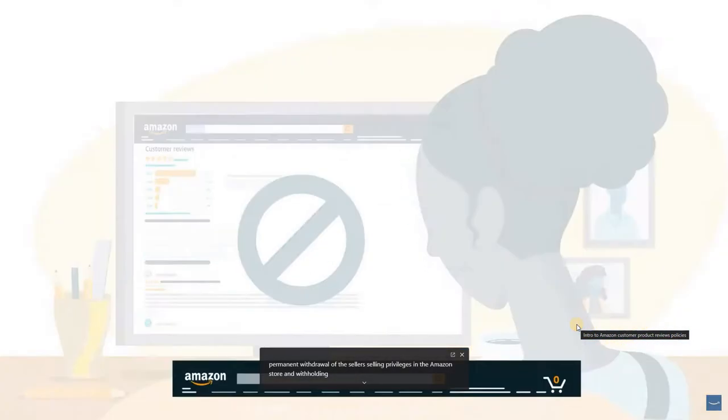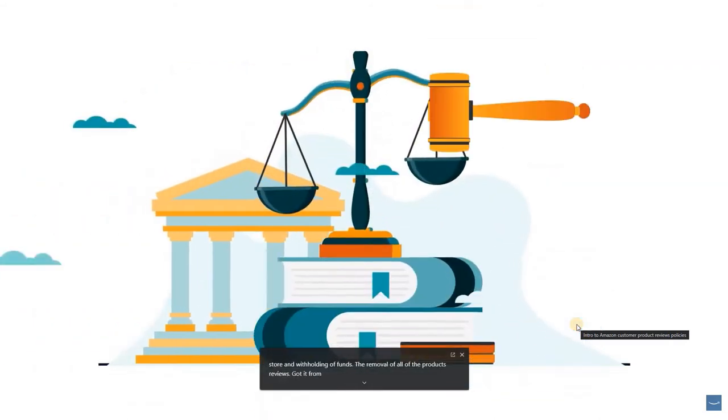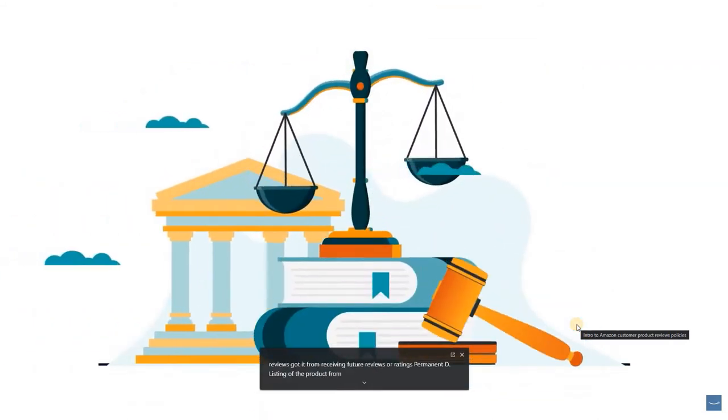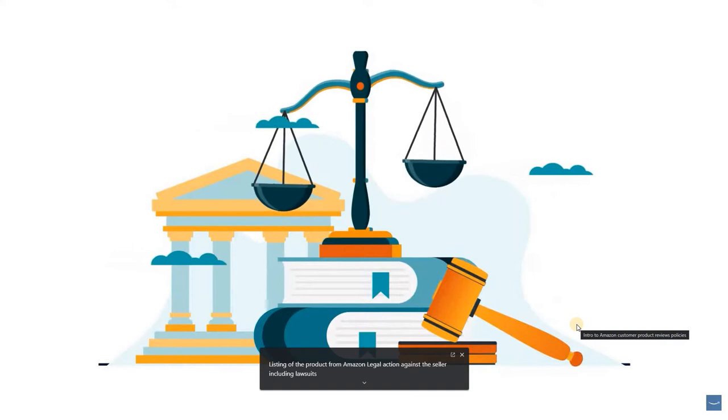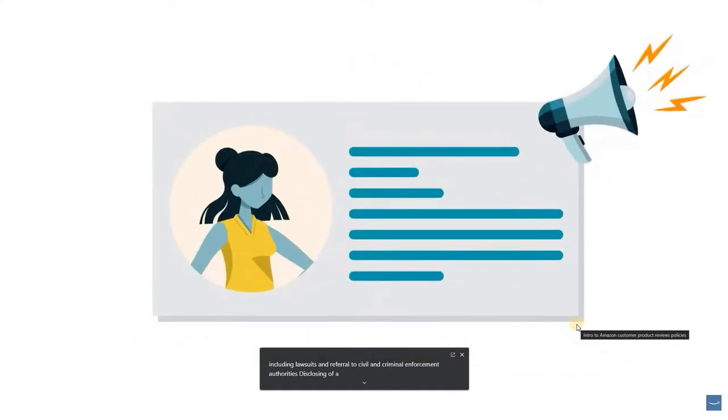the removal of all of the product's reviews and preventing the product from receiving future reviews or ratings, permanent delisting of the product from Amazon, legal action against the seller, including lawsuits and referral to civil and criminal enforcement authorities, disclosing of a seller's name and other related information publicly.